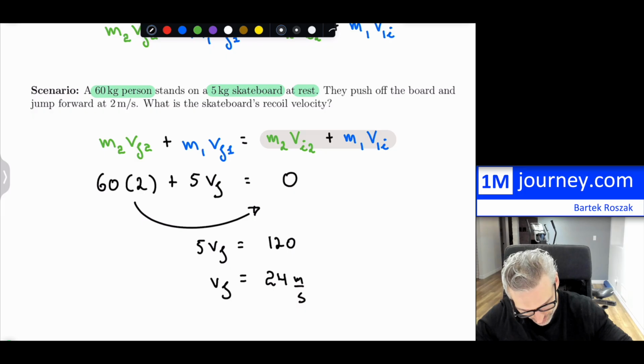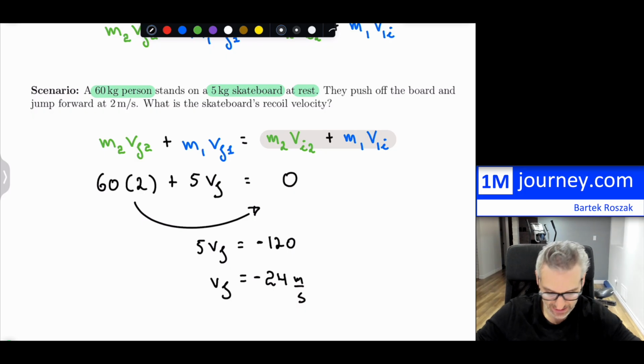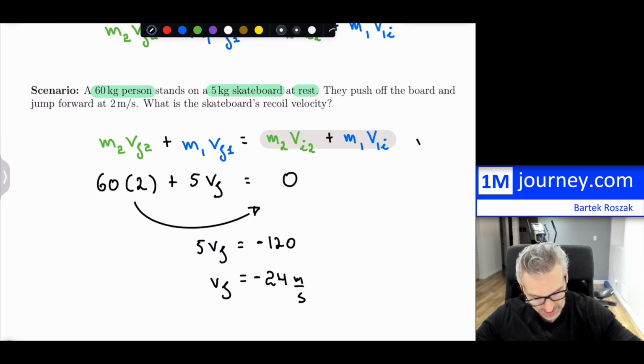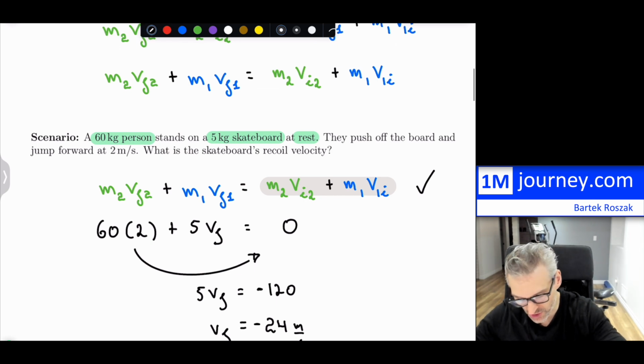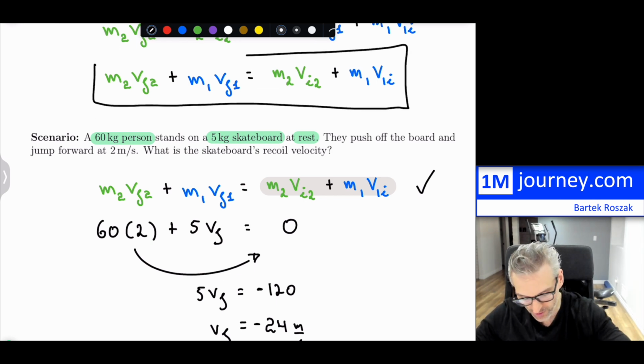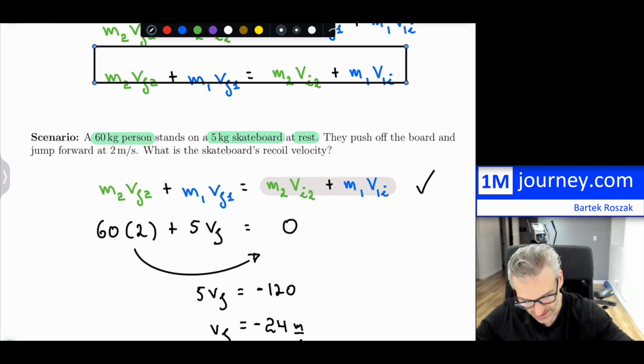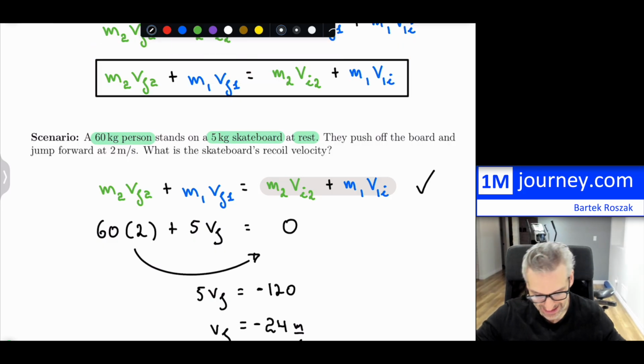Now, we have to be careful here because this is negative. So that's going to be negative 24. And the only thing that the negative means is that it is in the opposite direction, right? So the speed is in the opposite direction of the person. The person's going one way and the skateboard's going the other. So we're using the conservation of momentum in order to find that information. And that's where this equation is super useful. All right, so that's that equation.